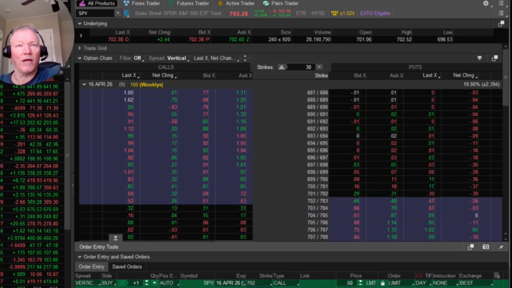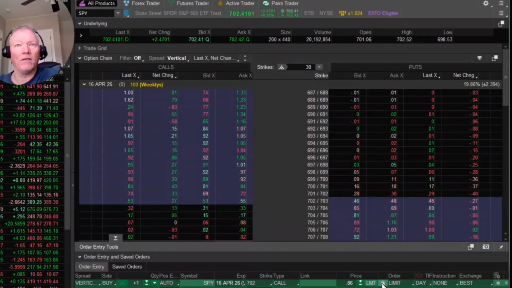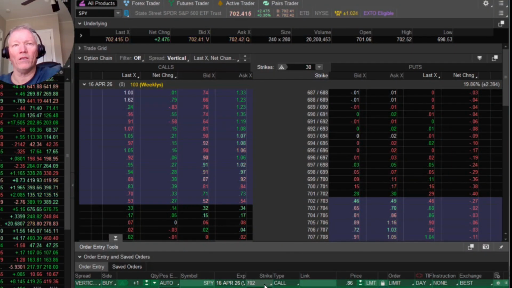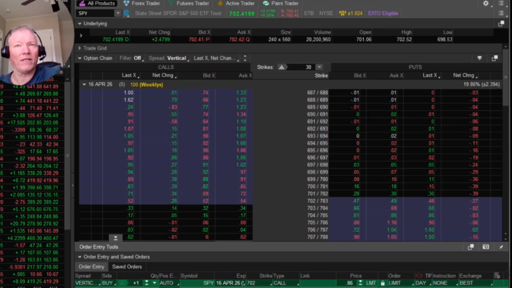Now we could widen this out. Let's say we wanted to go up a little bit higher and make it $2 wide. Then our cost would be about 86 cents. And if we paid that as a debit, we could make as much as $200 on this trade minus what we paid, so about $114, $115. And we can adjust these strikes to be as wide or as narrow as we like. The minimum is $1 wide, and there is no max. So that's what makes up a debit spread.